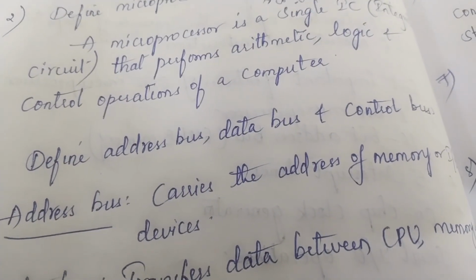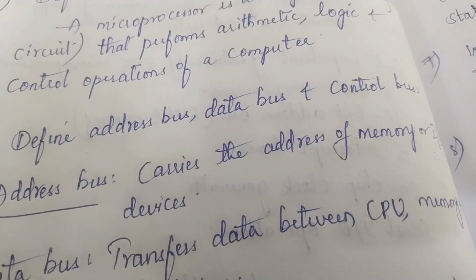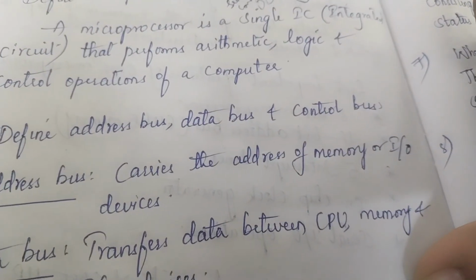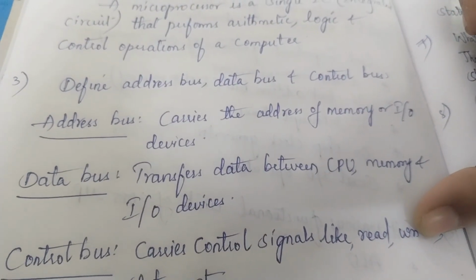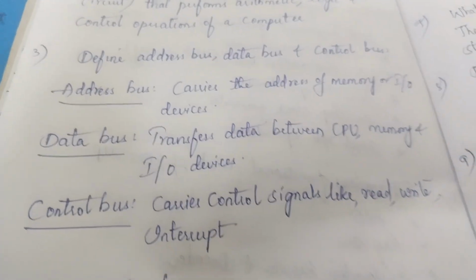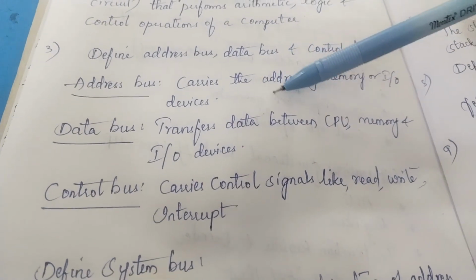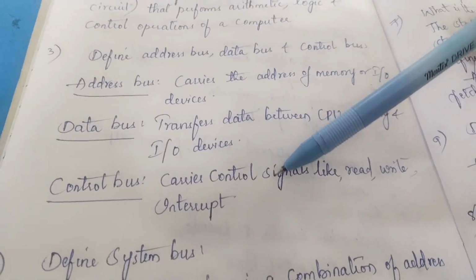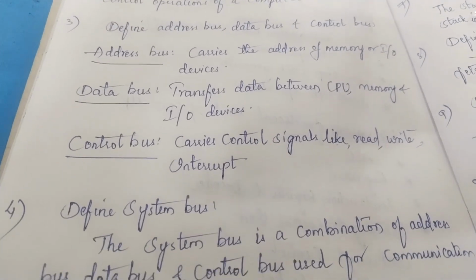The next question is define address bus, data bus and control bus. Address bus carries the address of memory or input-output devices. Next, data bus transfers the data between CPU, memory and I/O devices. Control bus carries control signals like read, write and interrupt signals.